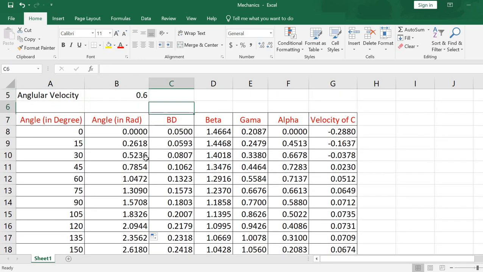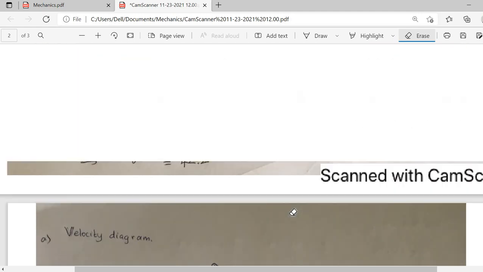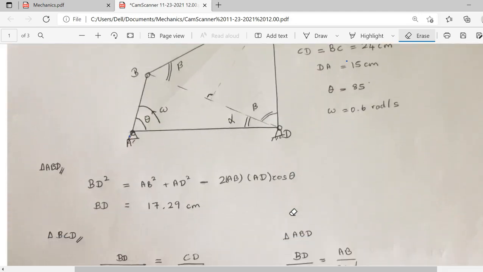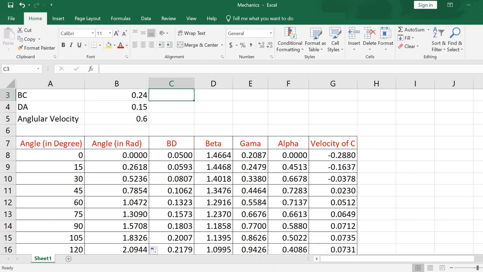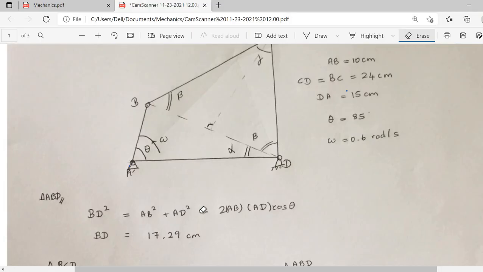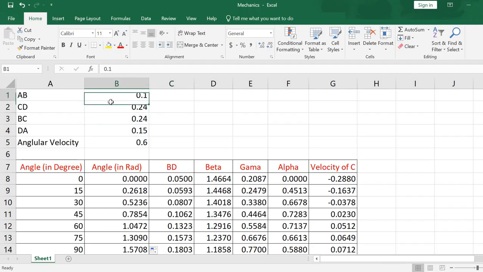After that, we need to find the value of BD, as I have already marked over here. The value of BD is going to change. As I have already mentioned, first of all we found the value of BD. So I'm going to find the value of BD over here. We are going to use this equation directly, and here also I have used it like the previous one. As I have already marked the values in the first bar, I'm going to use those values.